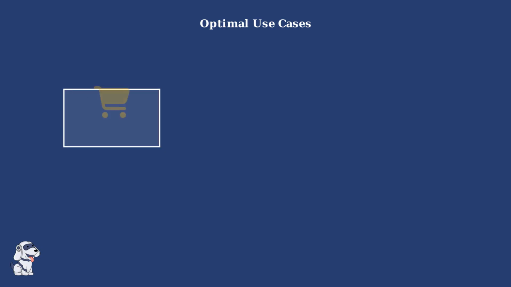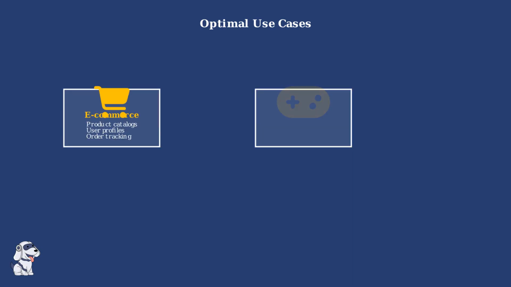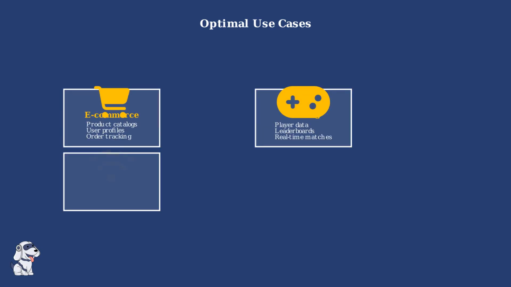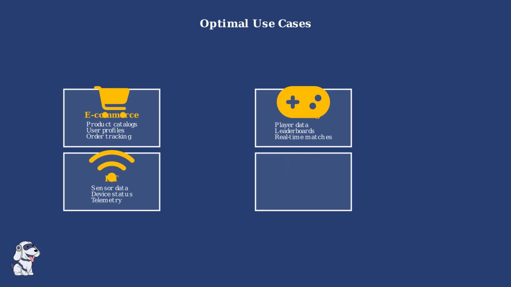Firestore excels in specific application scenarios. E-commerce platforms benefit from flexible product catalogs and user profiles. Gaming applications leverage real-time capabilities for leaderboards and multiplayer features. IoT systems utilize Firestore for sensor data collection and device management. Real-time dashboards take advantage of live data synchronization capabilities.